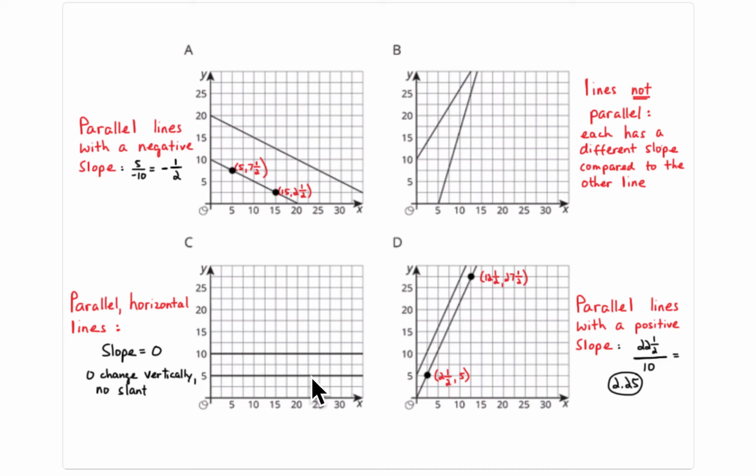We're going to look at that more in a later activity in this lesson. But this slope is 0, meaning that as it moves in the horizontal direction, it does not move in the vertical direction. It's a horizontal line, and a horizontal line has a slope equal to 0. There's no slant. There's no change vertically.